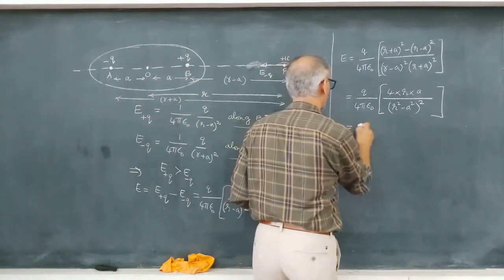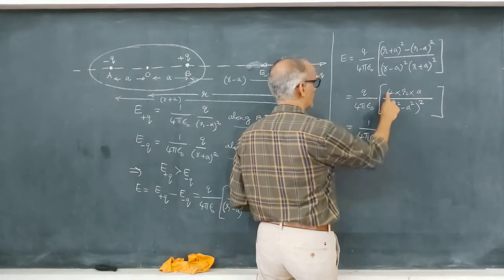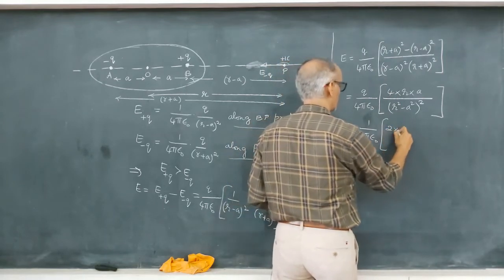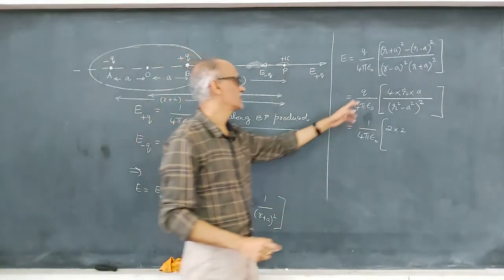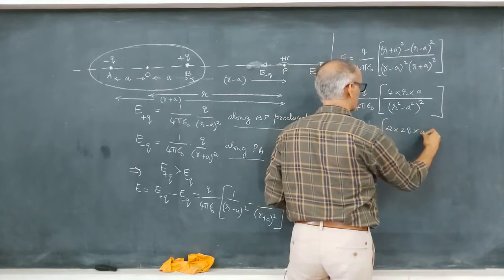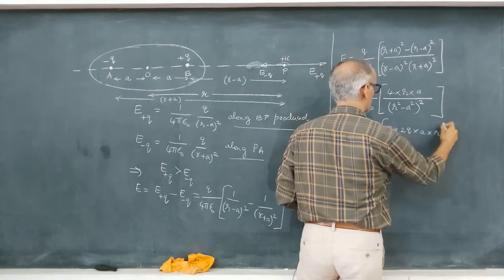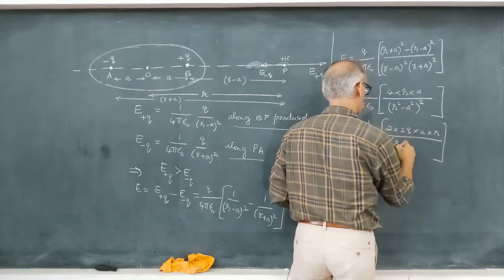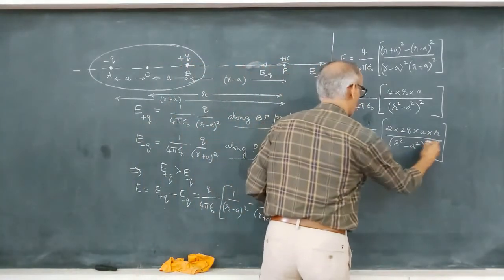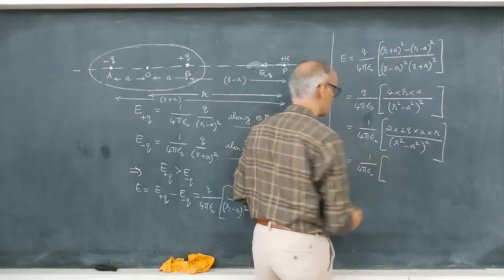Okay. So now we can write like this, 1 by 4 pi epsilon naught. This 4 I will write 2 into 2, and then this Q I will introduce, and then I will write A. And then I will write R, and then divide by the rest, which is R square minus A square the whole square. Right, so there we are, E is equal to 1 by 4 pi epsilon naught into.